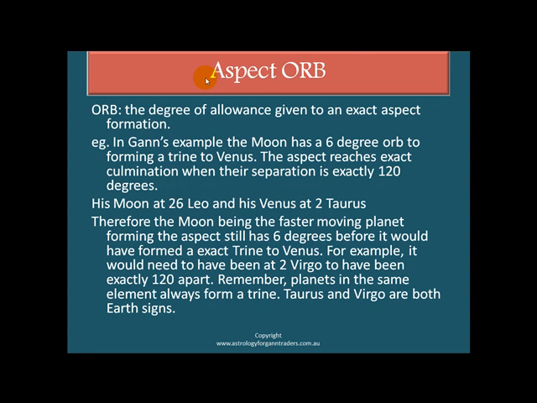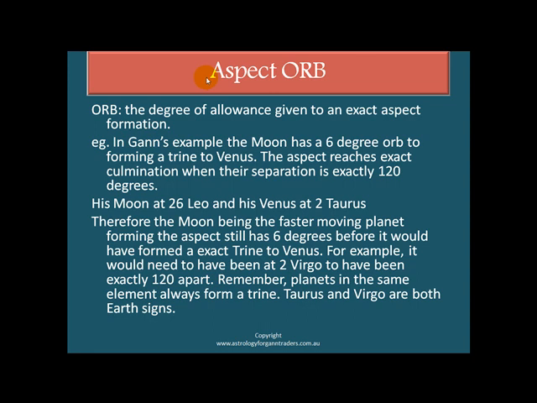Therefore, the moon, being the faster moving planet forming the aspect, still has 6 degrees before it would have formed an exact trine to Venus. For example, it would need to have been at 2 Virgo to have been exactly 120 degrees apart. Now remember, planets in the same element always form a trine. Taurus and Virgo are both earth signs.